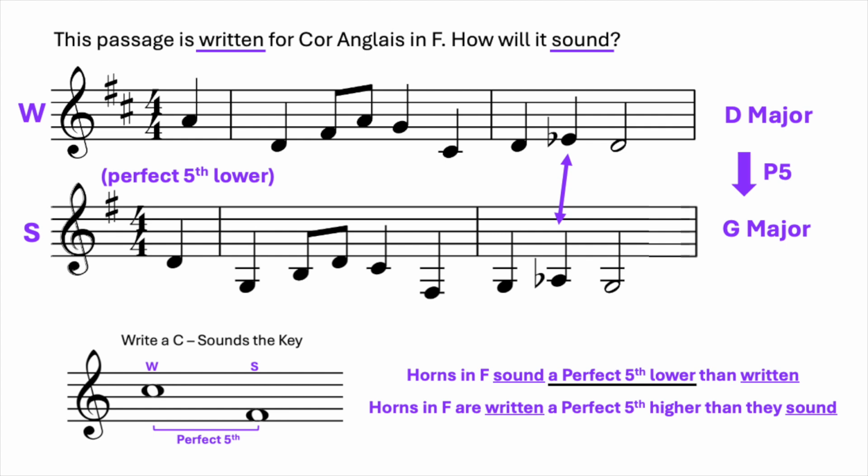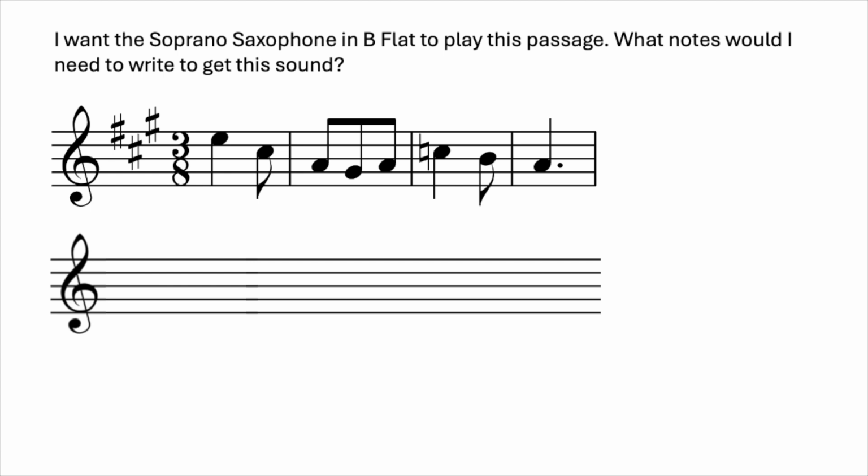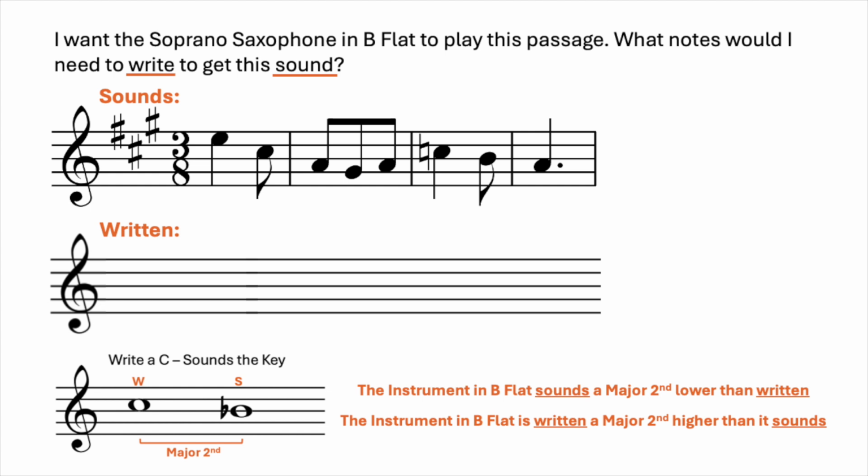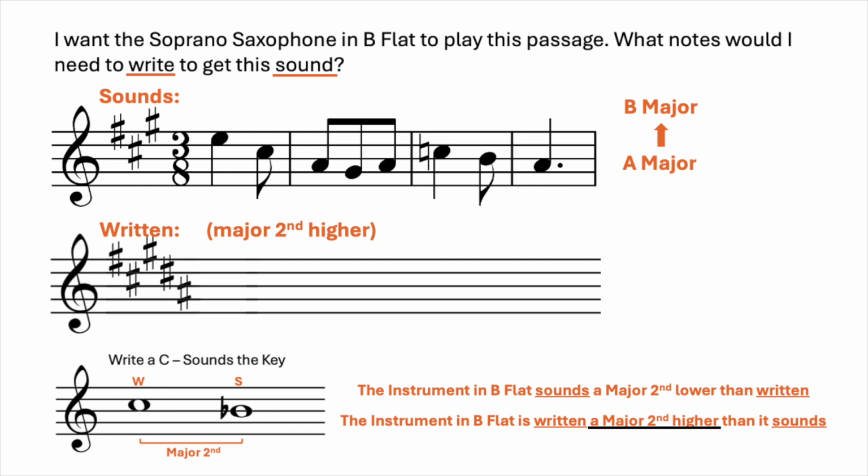So, in order to successfully transpose a given passage for a transposing instrument, you will need to follow these steps. Read and unpack the question, underlining key words. Label the staves with words or symbols for written and sounding. Use the rhyme "Written C sounds the key" to work out the interval of transposition. Write out the distance and direction of transposition. Identify the key of the given passage. Transpose the tonic note of the key by the distance and direction you worked out. Write in the new key signature.